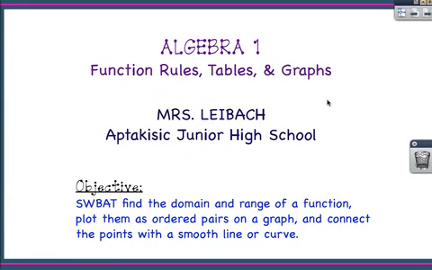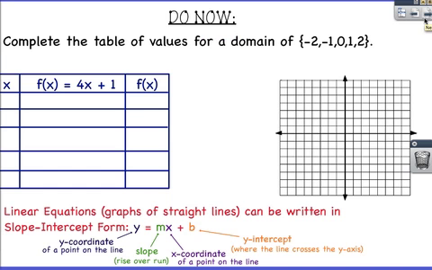After this lesson, students will be able to find the domain and range of a function, plot them as ordered pairs on a graph, and connect the points with a smooth line or curve. Do now. Complete the table of values for a domain of -2, -1, 0, 1, and 2. Pause the movie in order to try this on your own, and resume when you're ready.